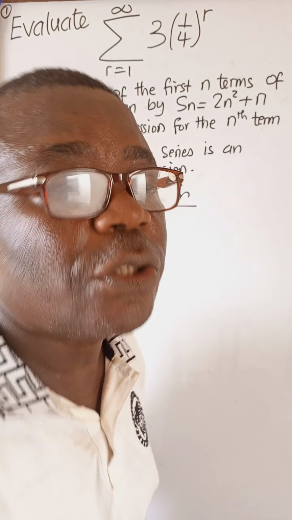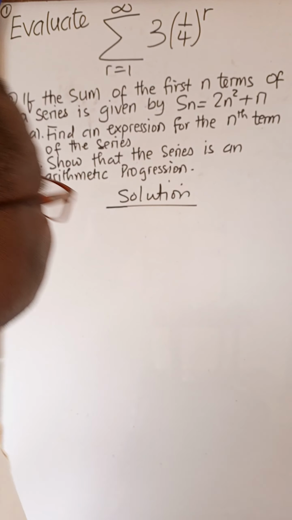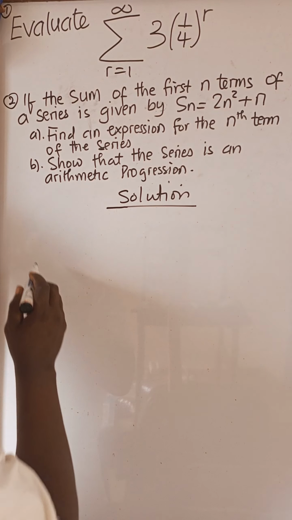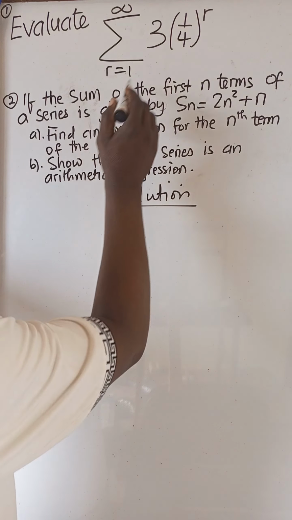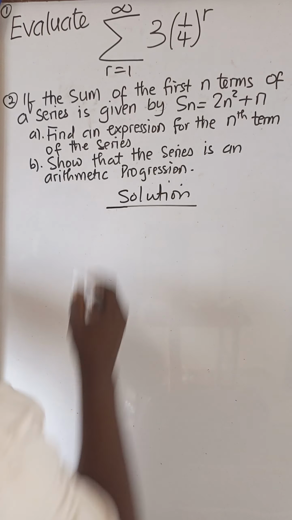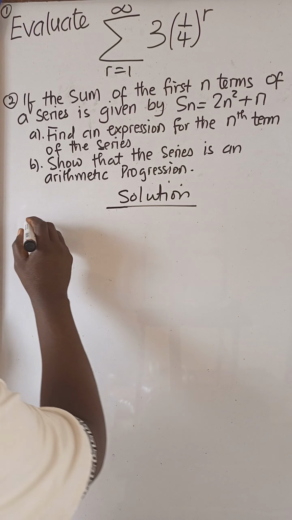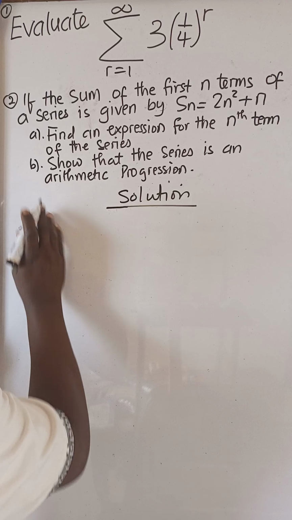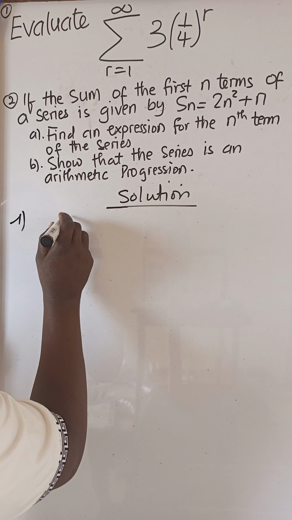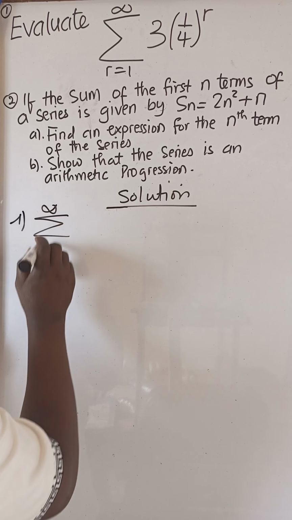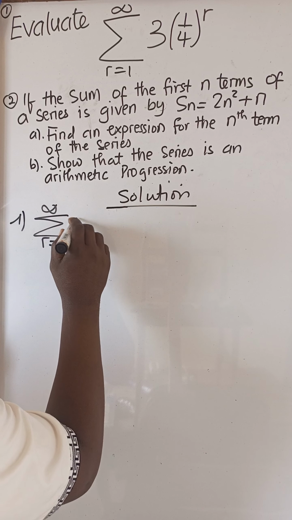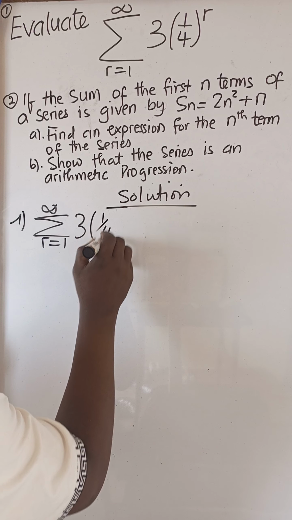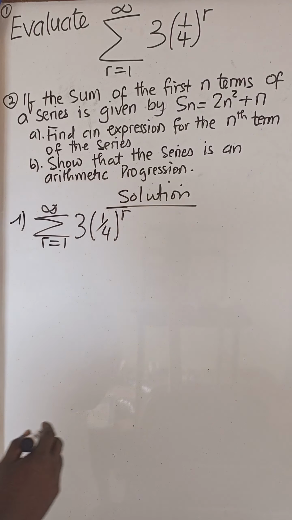Hello, this is a question on sequence and series. We have two questions. The first one, we are asked to evaluate the sum from r equals 1 to infinity of 3 into 1 quarter to the power r. First question, evaluate this sum. r starts from 1 to infinity of 3 into 1 quarter to the power r.